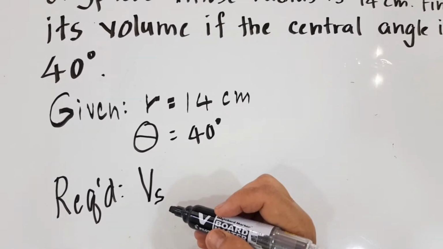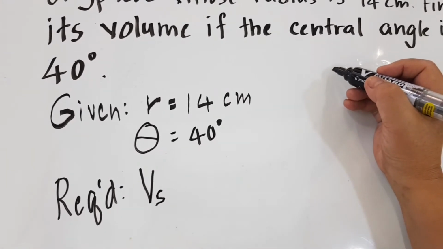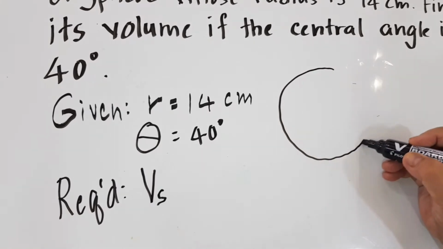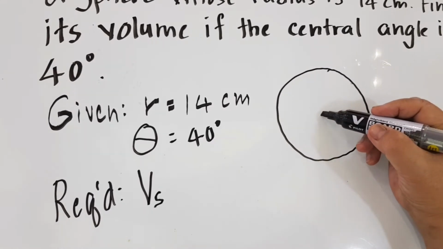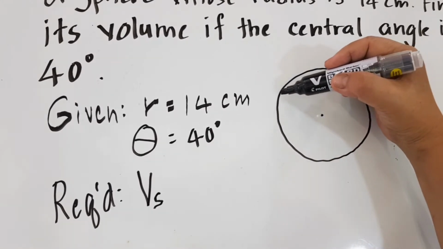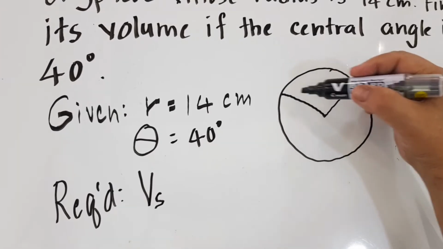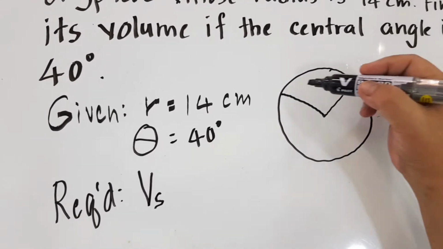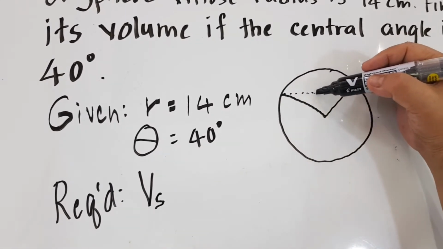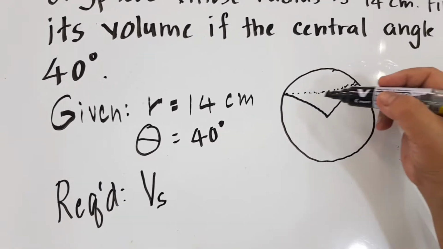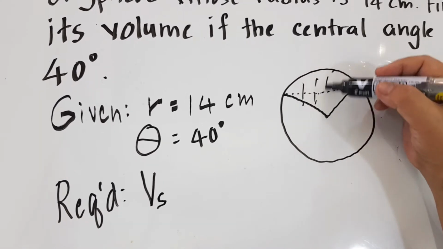Now, of course, to solve this one, we have to make a sketch. For example, we'll imagine that this is a sphere. This is not a circle, a sphere. So if this is the center of the sphere, and this is the spherical sector, it's a combination of a cone and a spherical cap. So from here, if tilting down, it will look like this one. So, this is the spherical sector.